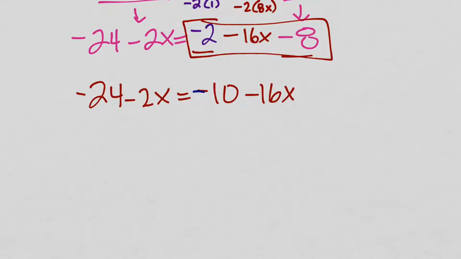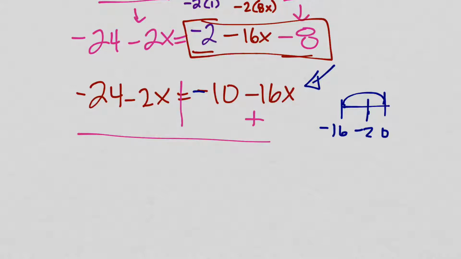Now you're going to notice you have x's on both sides of your equation, so I want to move the smallest x. The smallest x is the one that's the bigger negative value because they are farthest away from 0. So the farther you are from 0, the smaller you are. So that means that negative 16x is smaller. So I'm going to do the opposite, which is to add.